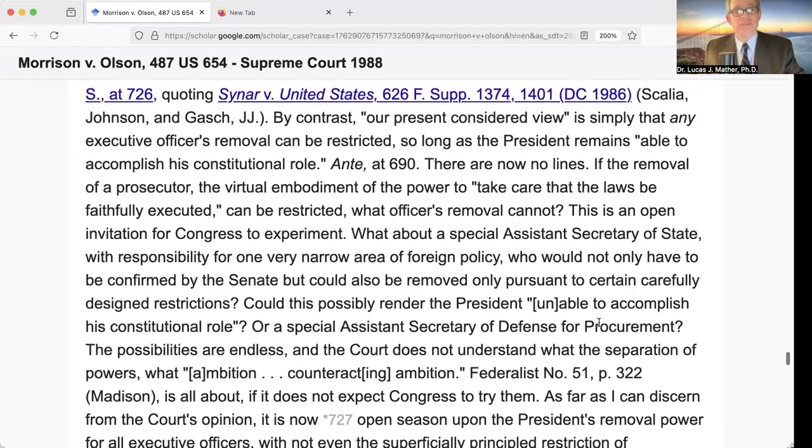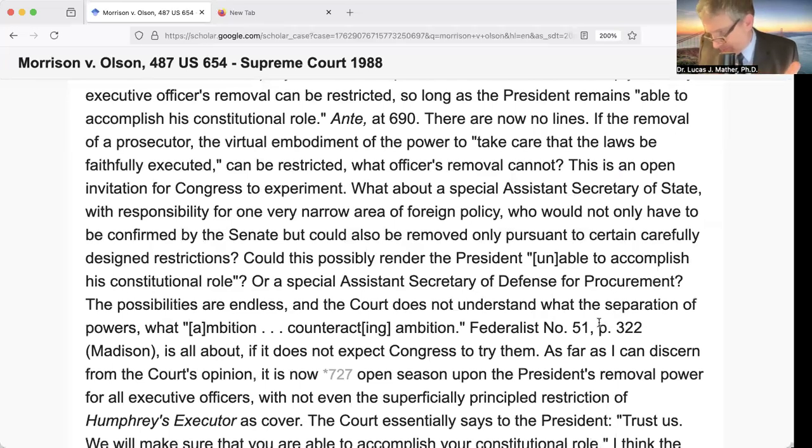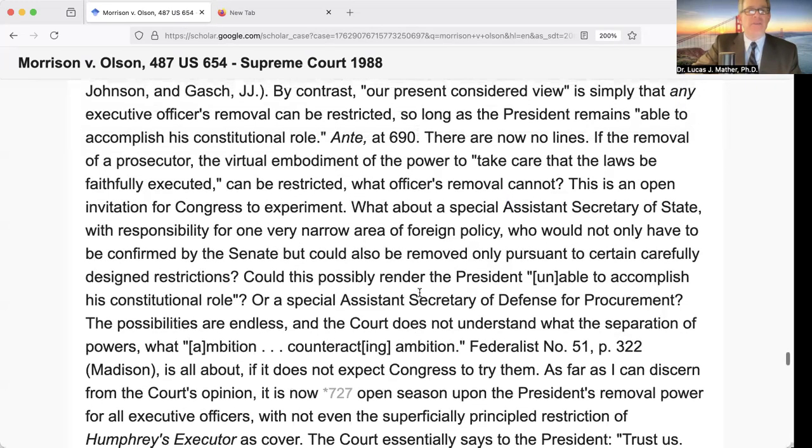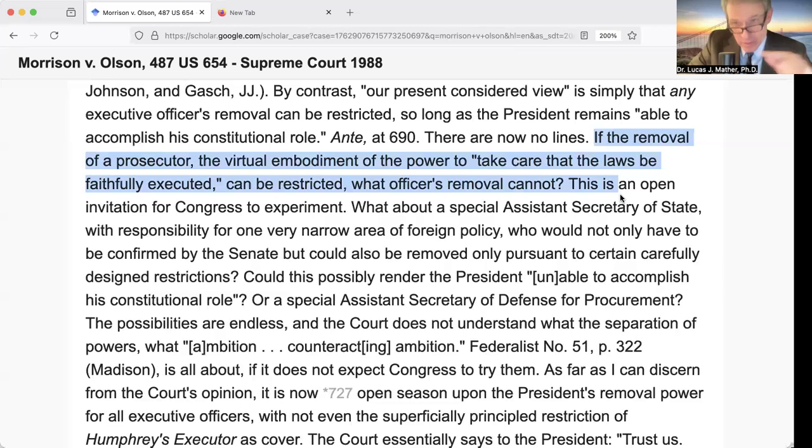Wow. Jeez. There are now no lines. This is what Scalia says. There are now no lines. If the removal of a prosecutor, the virtual embodiment of the power to take care the laws be faithfully executed, which is the power of the president, can be restricted, what officer's removal cannot? This is a reductio ad absurdum form of argument. You see this? If removal of a prosecutor, the virtual embodiment of the purely executive power, take care the laws be faithfully executed, can be restricted, if the removal of that person can be restricted, what officer's removal cannot be restricted?